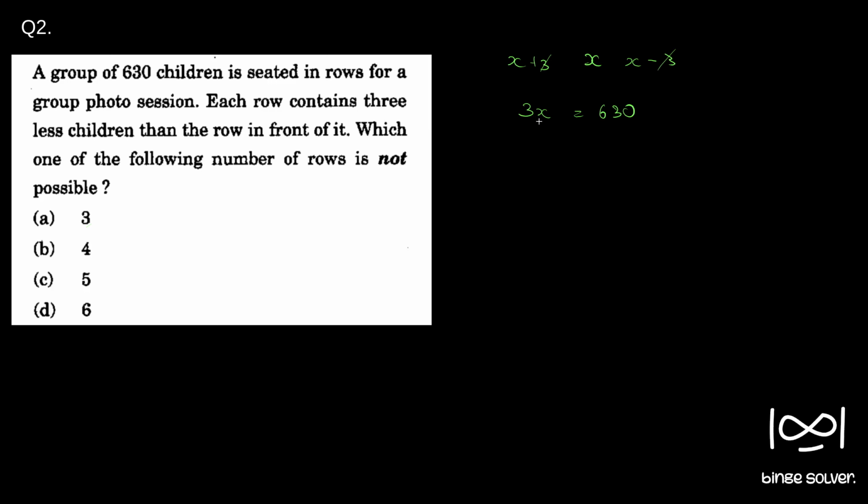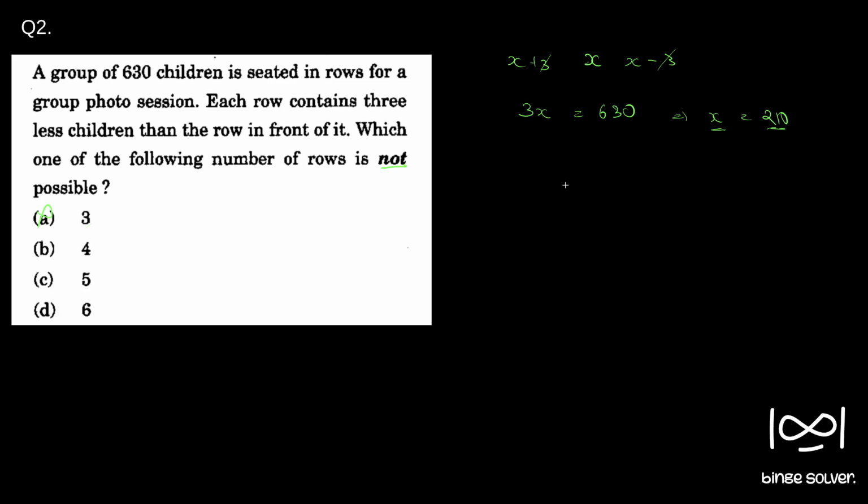So 3x has to be 630, and this arrangement is possible if we can find some x so that the sum will be 630, right? So the sum is 3x, and x will be 630 by 3, which implies x is equal to 210. So we are getting a whole number, so this arrangement is possible. So 3 is not the answer, since it is asking for the not possible ones.